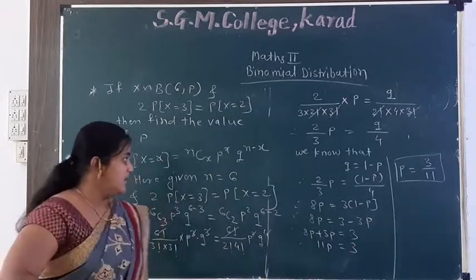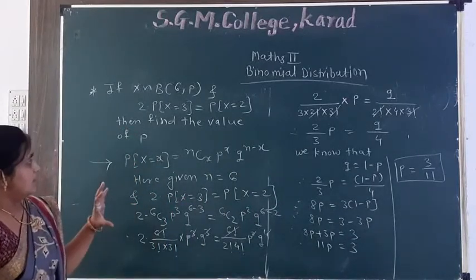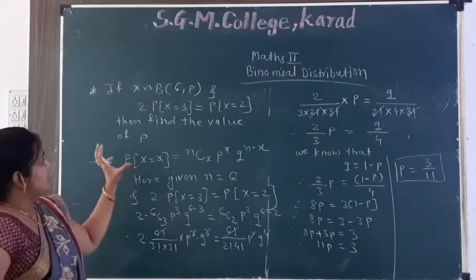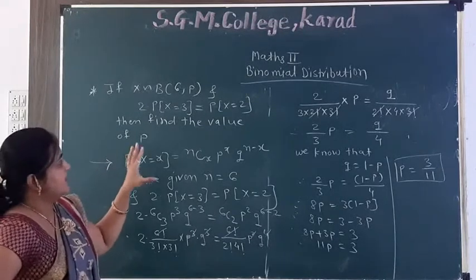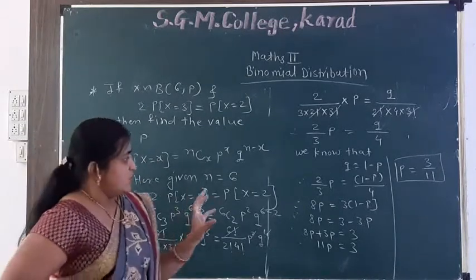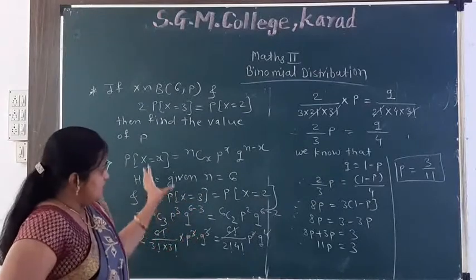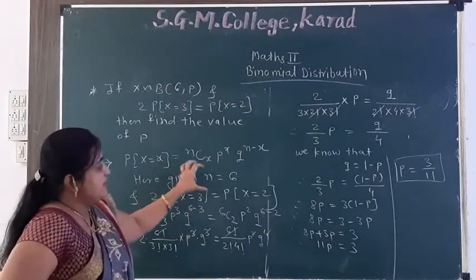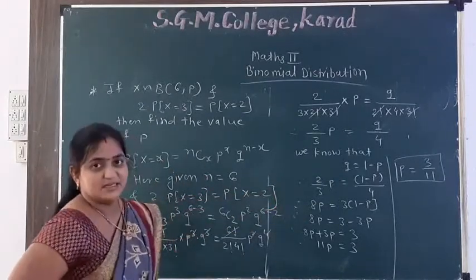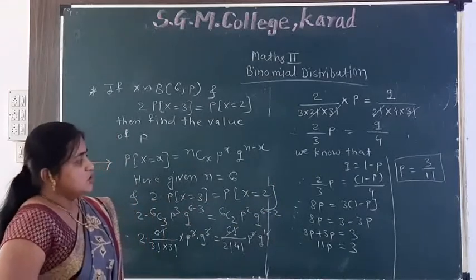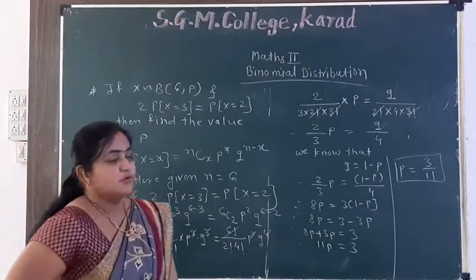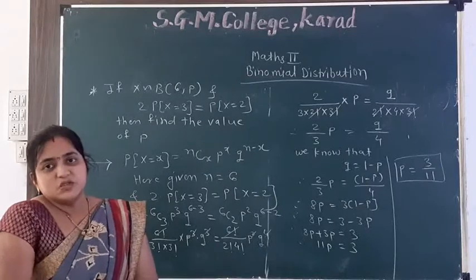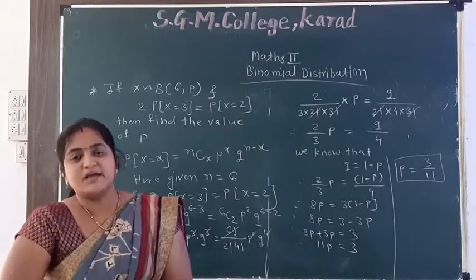In this example we were given that the probability of 3 successes is twice the probability of 2 successes, so we find the value of p. All those formulas we use here, and we get the answer p is equal to 3 by 11. So I hope you all understood the whole chapter. I stop here. Thank you very much.